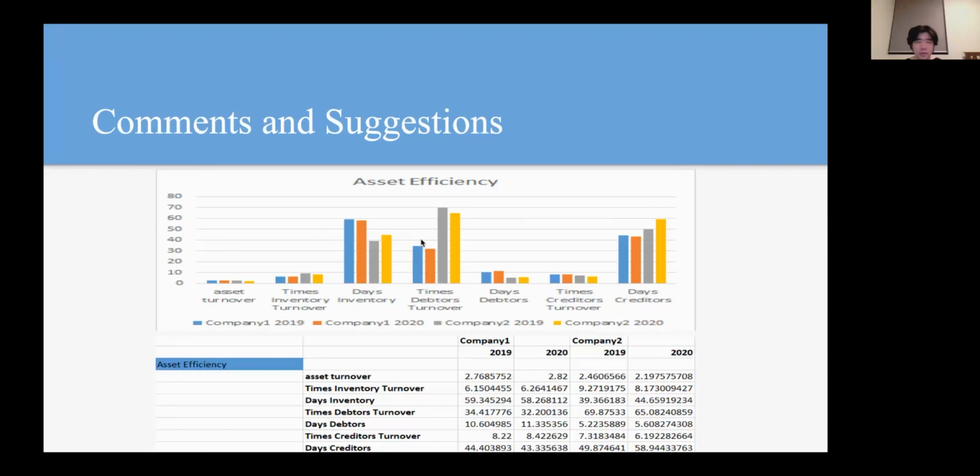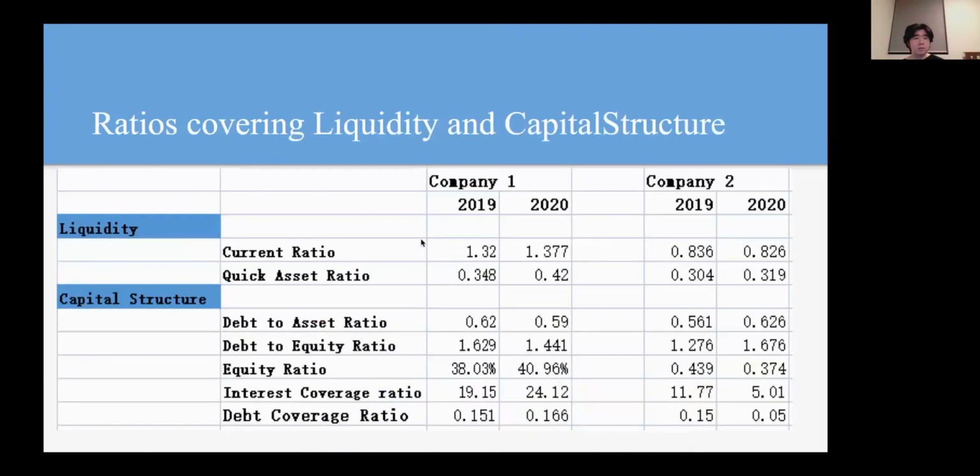In the diagram that was shown, an increasing trend is shown as a whole in Company 1 from 2019 to 2020. However, on the other hand, from 2019 to 2020, Company 2 shows a decreasing trend as a whole. So according to this data, I recommend that it's better to invest in Company 1 instead of Company 2.